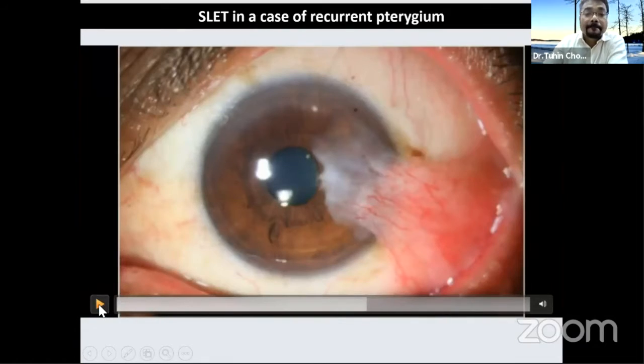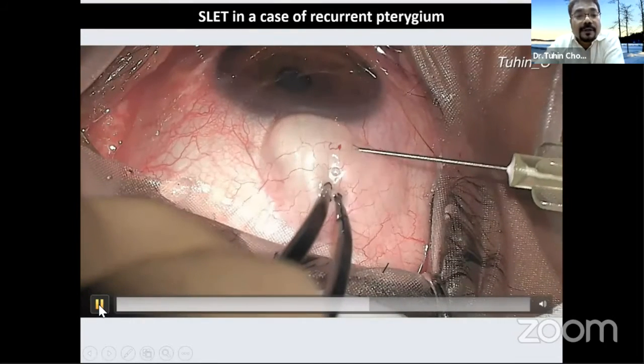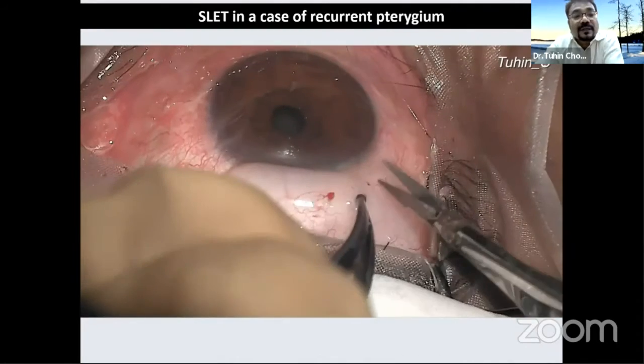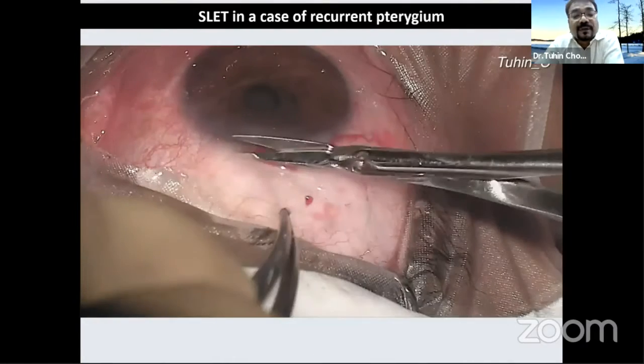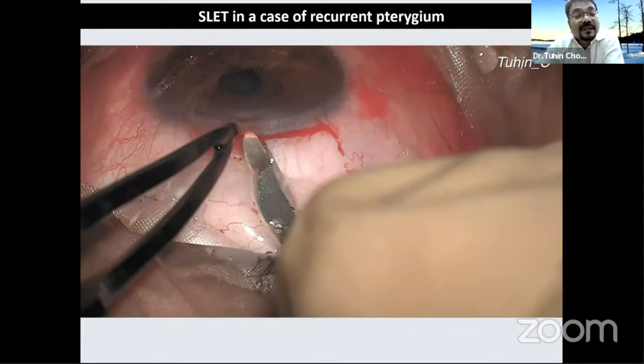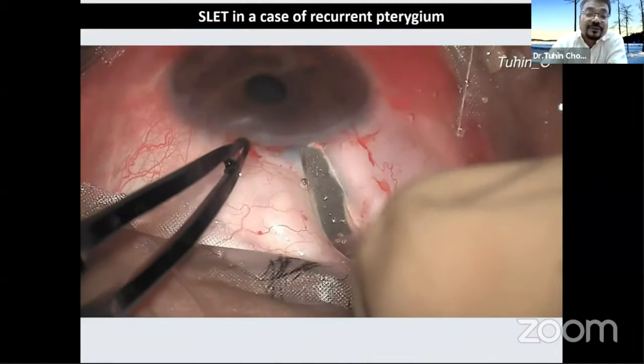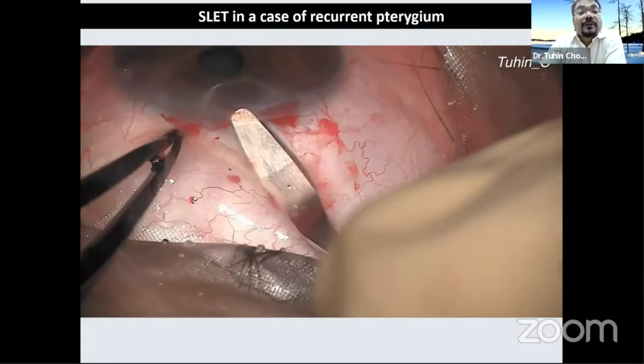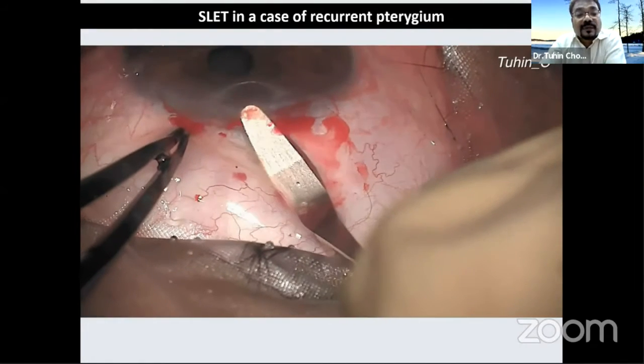Now I am taking this limbal tissue from the other eye because this patient earlier underwent a conjunctival autograft, so could not take the graft from that side. So taking this limbal tissue from the other eye.